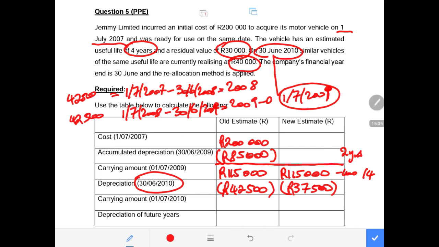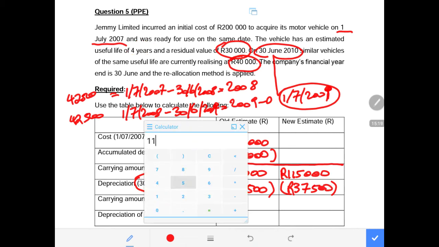So now let us continue on that same note. We say now we have 37,500 as our depreciation under the new estimate, which we calculated by saying a total of 115,000 rands cost in the new estimate minus 40,000 rands. We get to a depreciable amount of 75,000. We divide by the remaining useful life, which is year 3 and year 4 in other words. So now it gets us to 37,500.